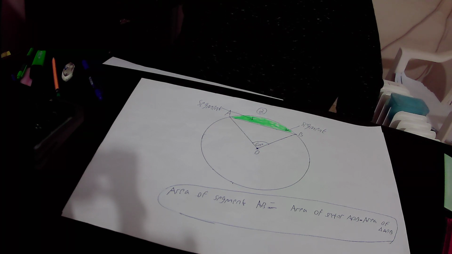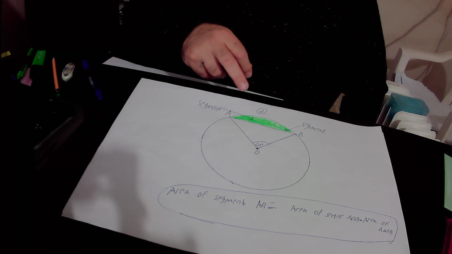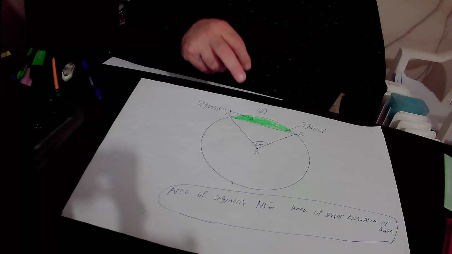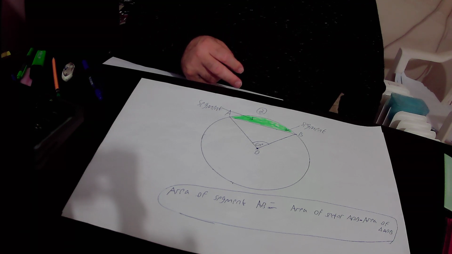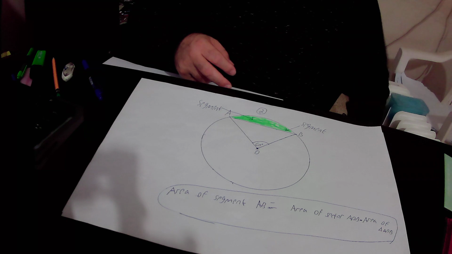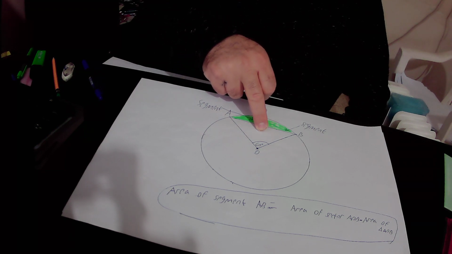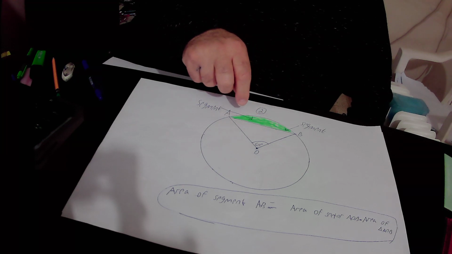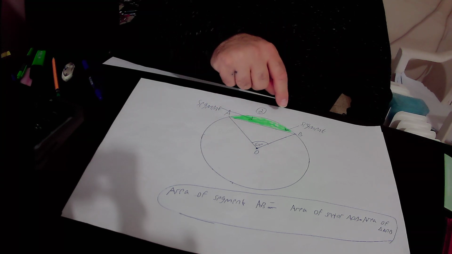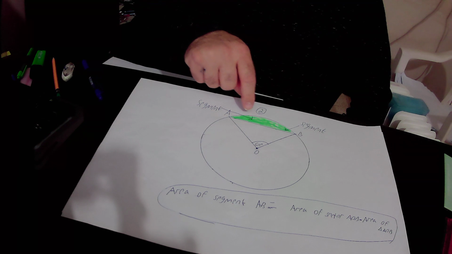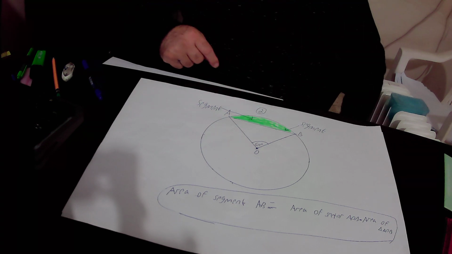Okay, again, the area of a segment equals the area of sector AOB, in this case, minus the area of triangle AOB. It will be equal to the area of segment AB.